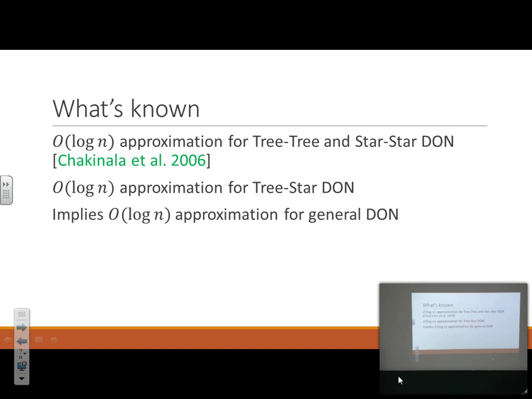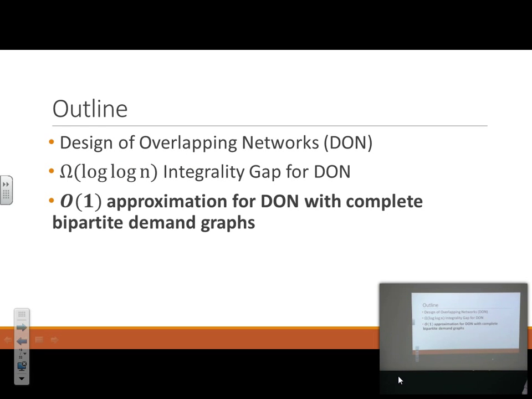By the way, for this problem, the best known approximation I told you, the tree and the star case had a log n approximation. We just patched up the last case, the tree star case, and now there's a log n in general for this problem. But we can't do better than this when the demands are general. So we actually don't know how to get a constant. We can get a constant when the demand graph is complete bipartite.